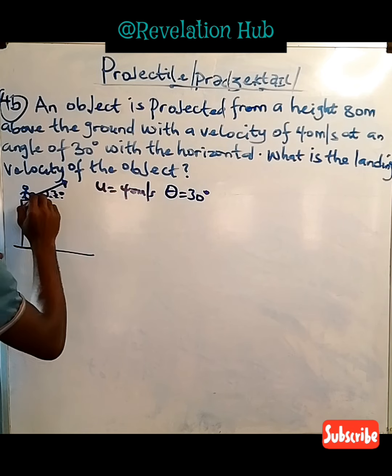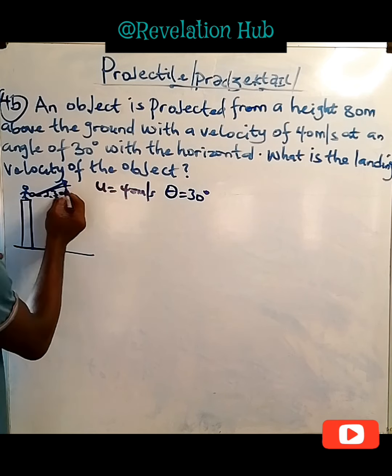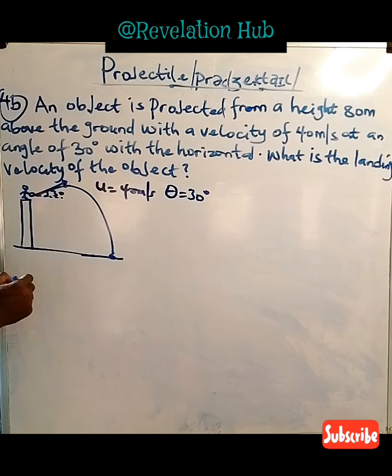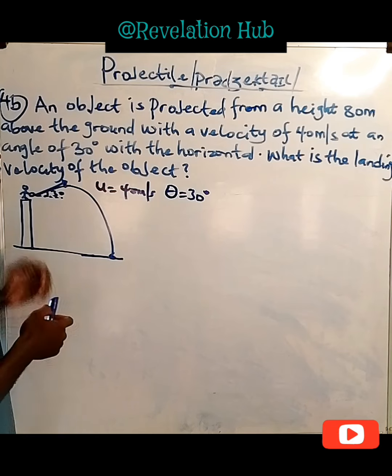So what do we have? We have a projection that goes this way. The object gets to max height, then falls down like this. So what are we asked to get? We are asked to get the landing velocity of the object.